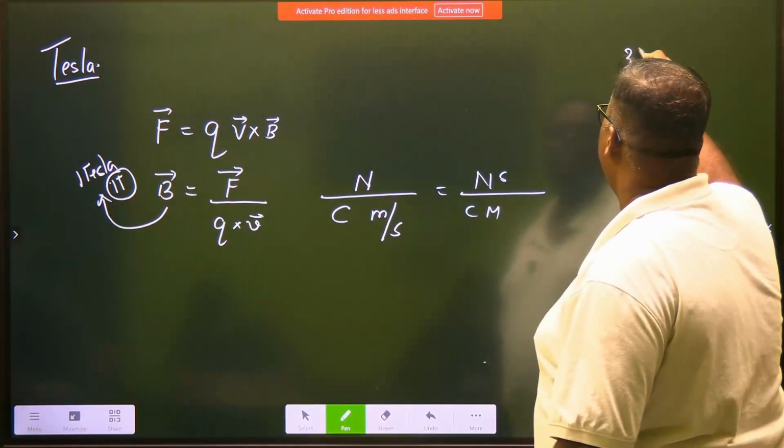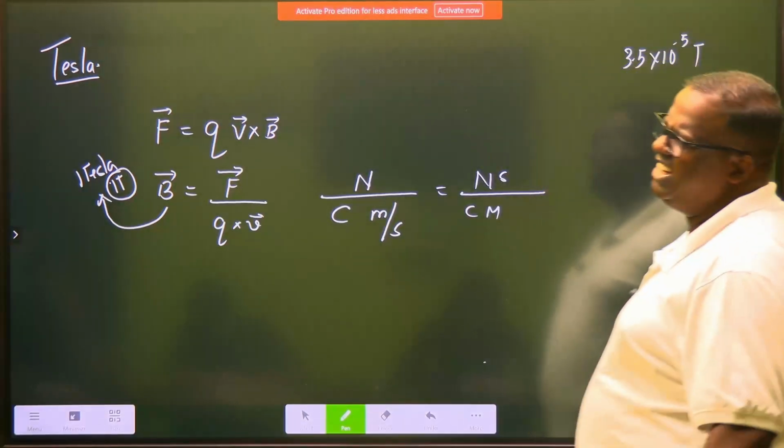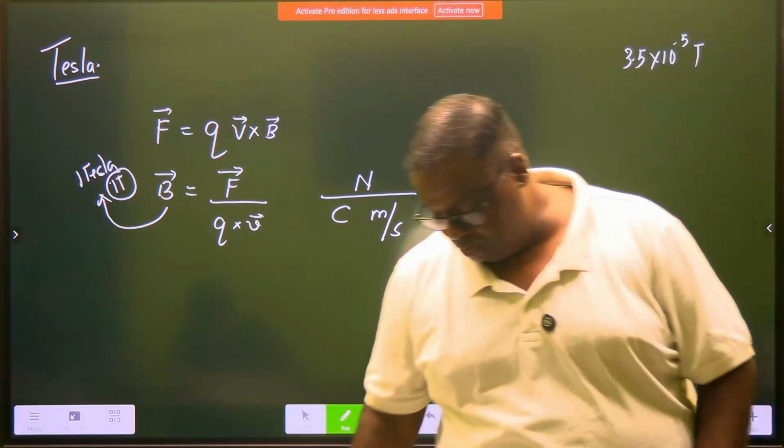Earth's magnetic field is 3.5 into 10 to the power minus 5 Tesla. So slowly we will see Tesla becomes a very big unit. We will use much smaller units.